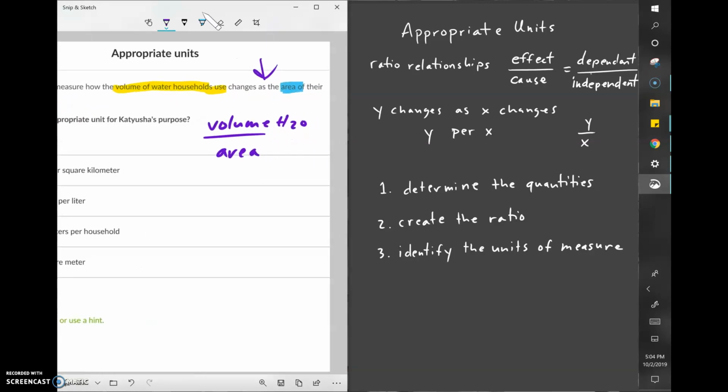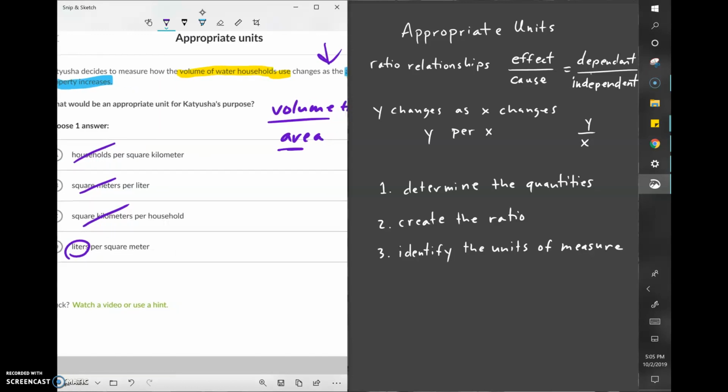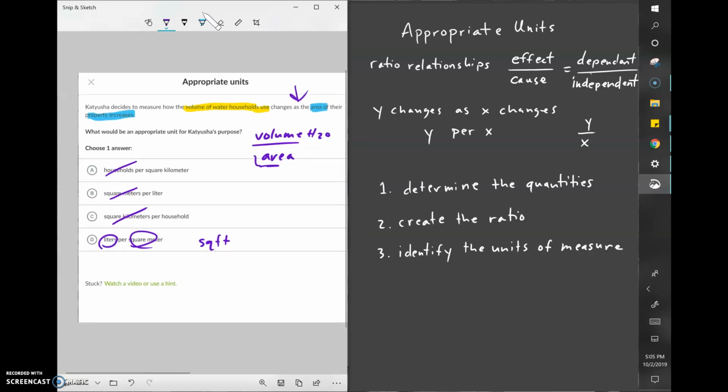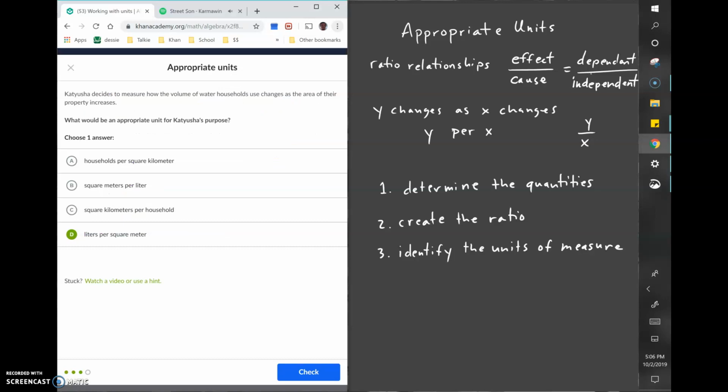So how would we measure volume of H2O? Would we measure it in households? No. Would we measure volume in square meters? No. Would we measure volume in square kilometers? No. Would we measure volume in liters? Yeah, we might measure volume in liters, and we're definitely measuring area in square meters. In America, normally we measure in square feet, but we're obviously not in America for this particular problem, given that name right there. So I guess D would be the correct answer. And let's see if we're right.